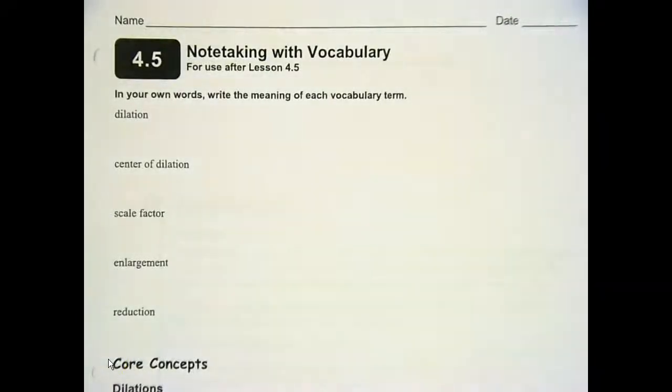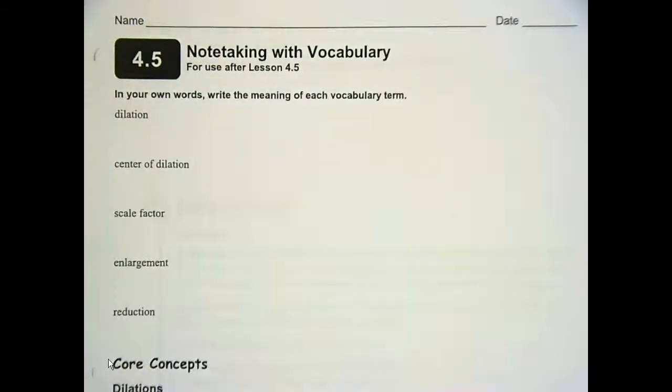Dealing with 4.5, which is dilations. Dilations are not a rigid movement. What does it mean if something's not a rigid movement? Nathan? Good. There is a change in size.